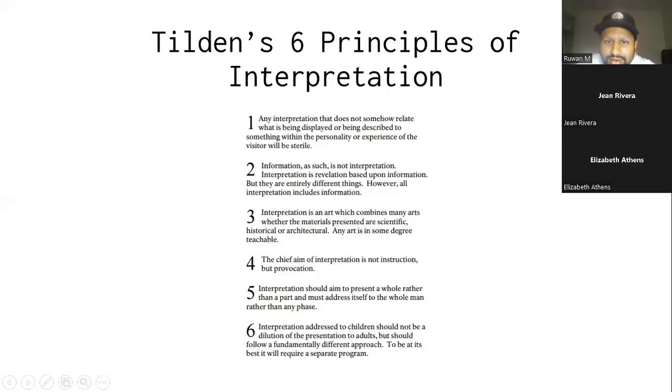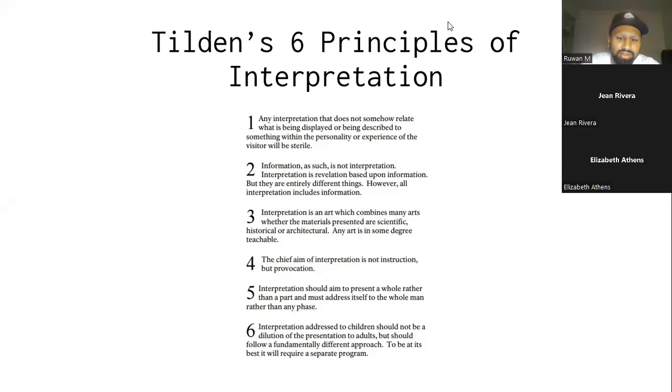All right, I'm going to read this and continue. Number one, any interpretation that does not somehow relate what is being displayed or described to something within the personality or experience of the visitor will be sterile. Two, information as such is not interpretation. Interpretation is revelation based upon information, but they're entirely different things. However, all interpretation includes information.